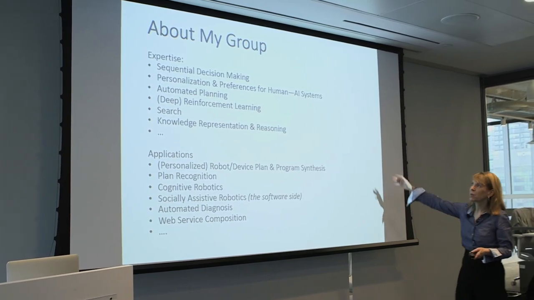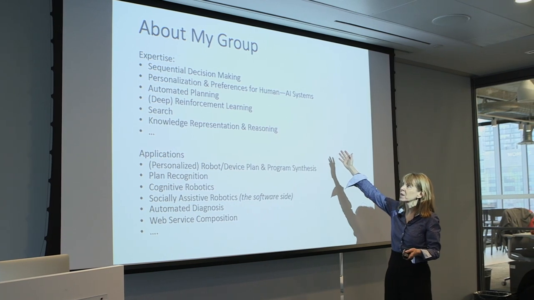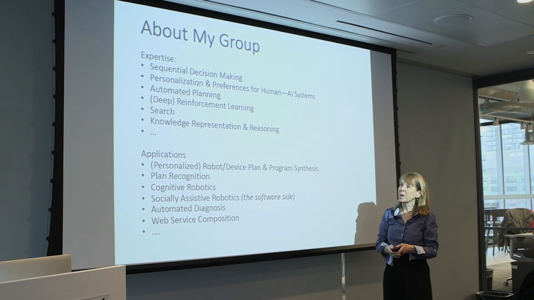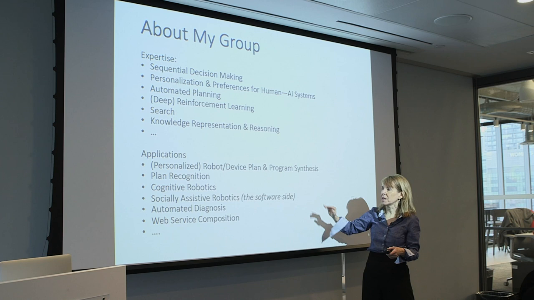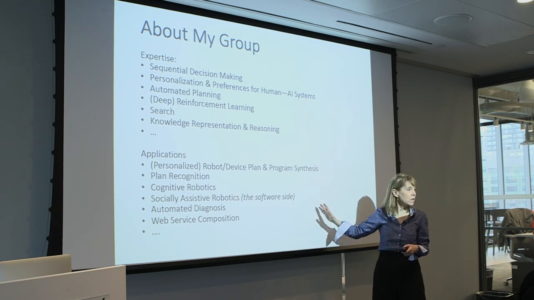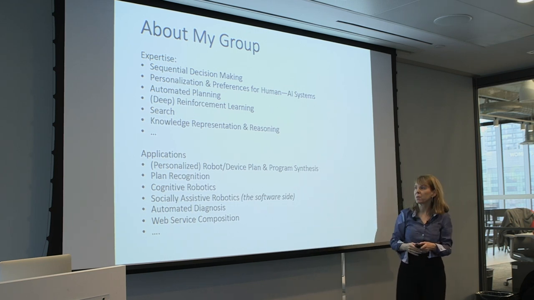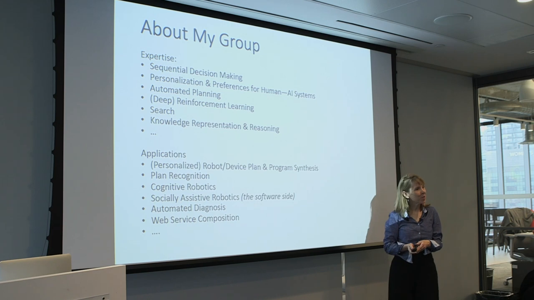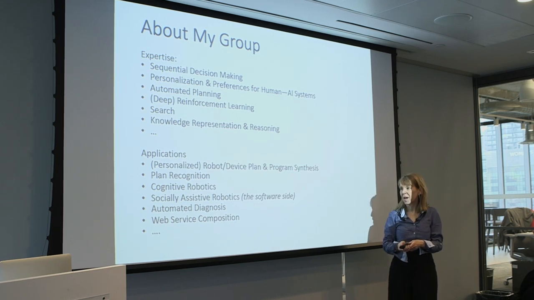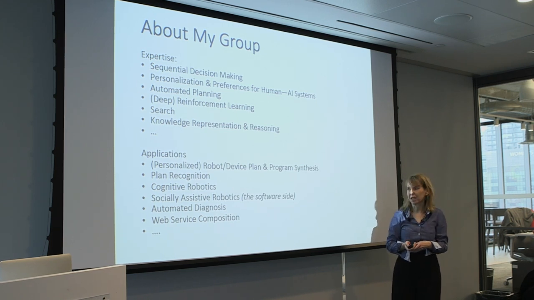We do a lot of different work. We do work in sequential decision making, personalization and preferences, automated planning, more recently reinforcement learning, search, and knowledge representation and reasoning, which is where we've historically done a lot of work. Some of the applications we've been involved in over the years have been personalization of robot or device plan or program synthesis, plan recognition, cognitive robotics, socially assistive robotics, only the software side, automated diagnosis, which is something that I did for a very long time, and also web service composition.